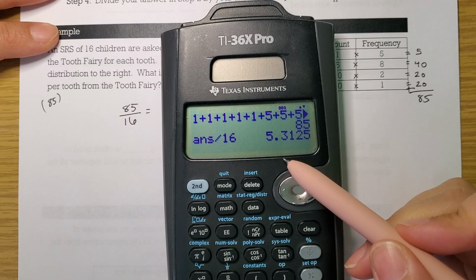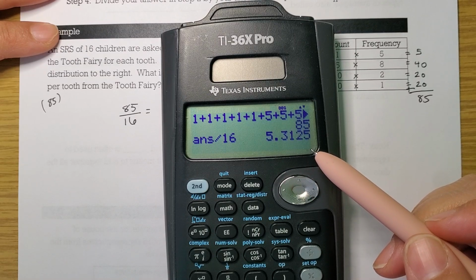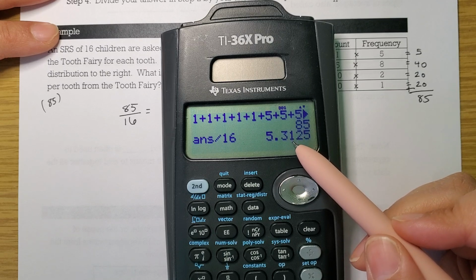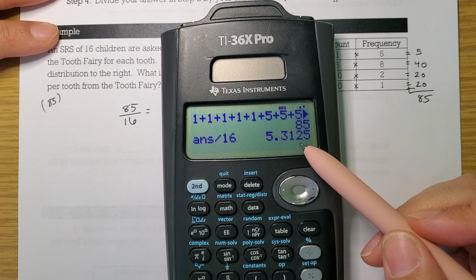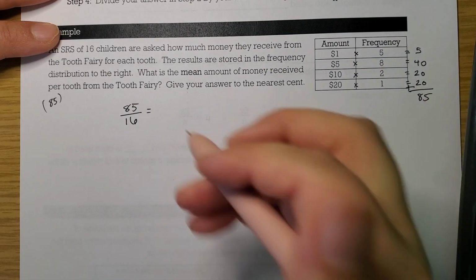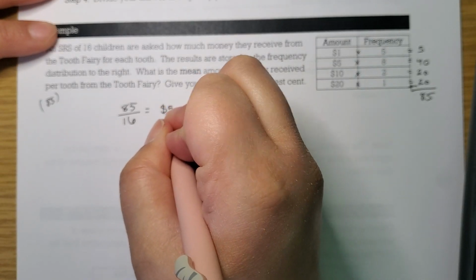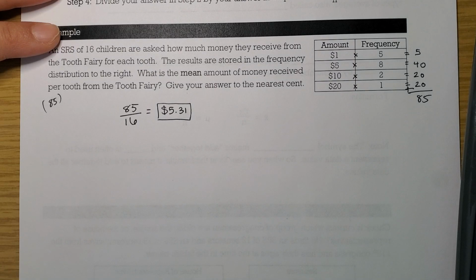And we get 5.3125. So to the nearest cent is the nearest hundredth. So we've got this 1 here. To the right of it is a 2, so it's going to stay a 1. So this will be $5.31. There we go.